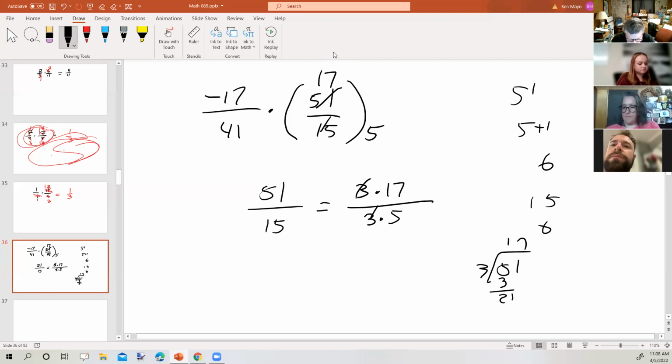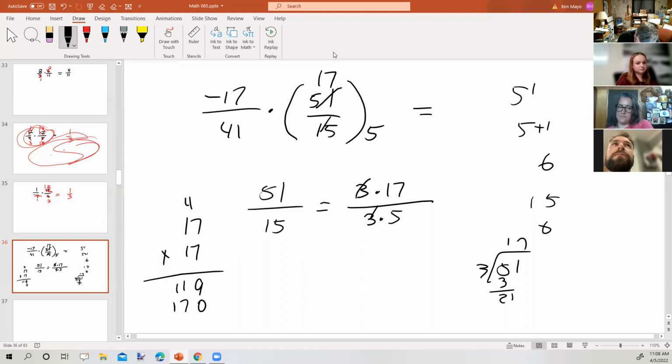This one's ugly, isn't it? The 17s don't reduce because they're on the same line. So what have I got to do now? Well, I've got to take negative 17 times 17. Let's see. 49, carry the 4, 11, 0, 1, 7, 289. So this is negative 289 over 41 times 5, which is 5, 205.